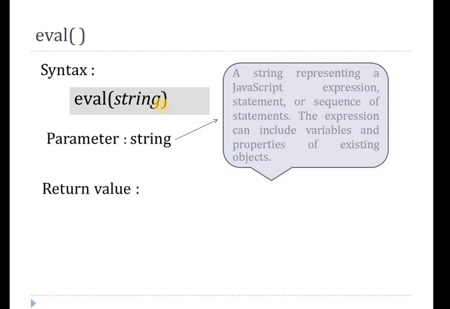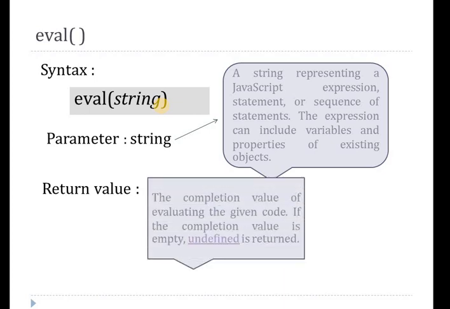Okay, now what does this function return after its execution? It returns the evaluation of the given code. If the completion value is empty, undefined is returned. That means this function just evaluates whatever string you have passed in as an argument.